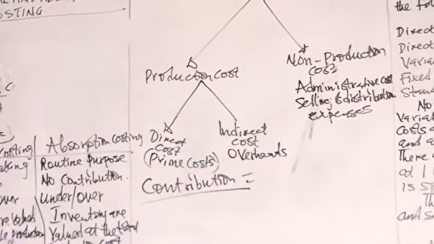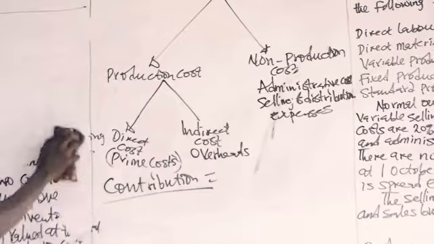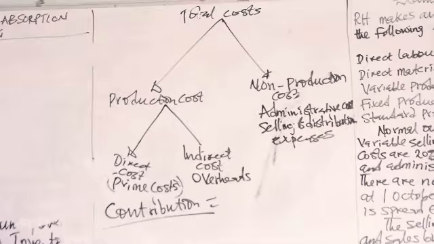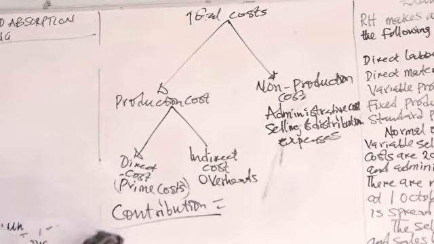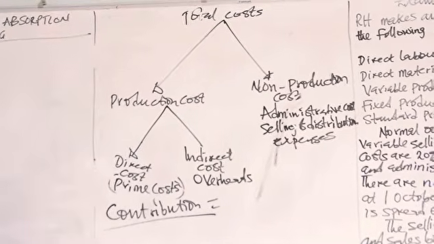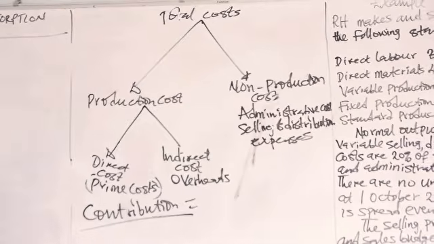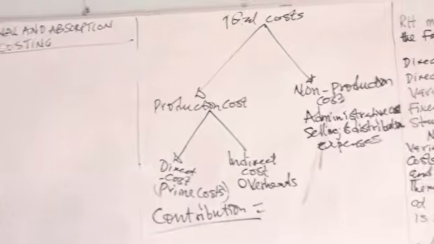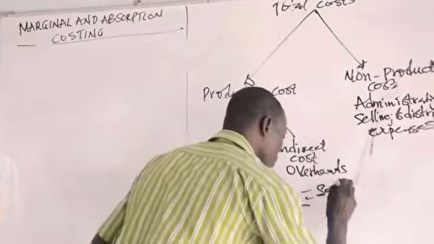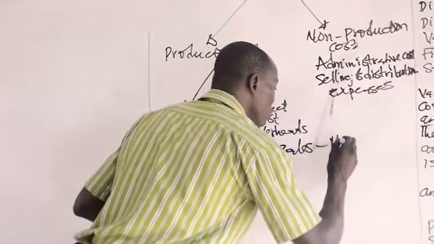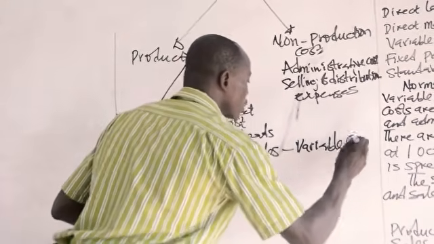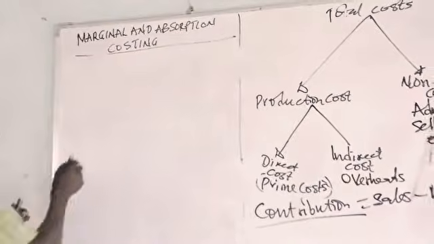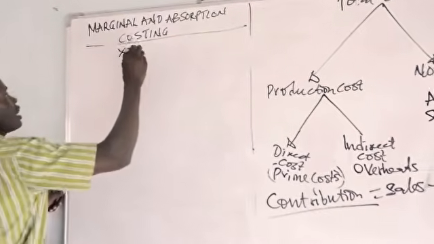I told you earlier that the marginal costs are the variable costs. So the excess of sales over variable cost, that is contribution. That is sales minus variable cost. Now, we want to prepare the operating statement.